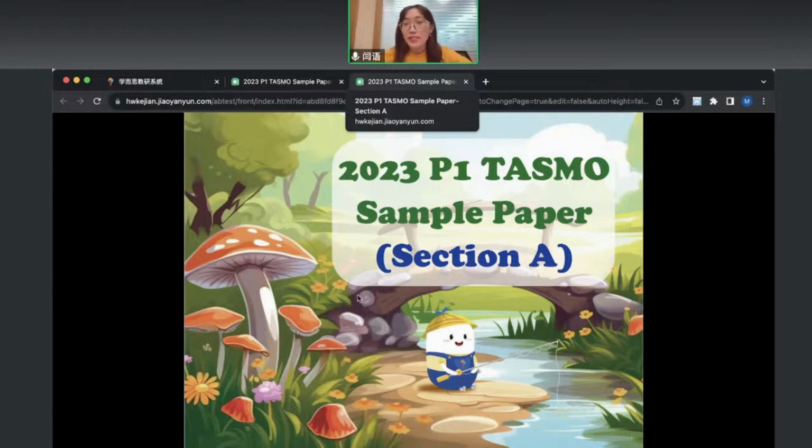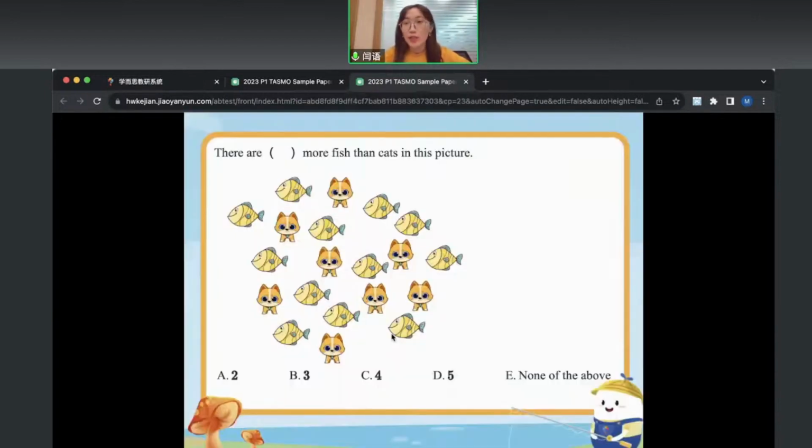Hello, everyone, today we will focus on Section A in the 2023 P1 TASMO Sample Paper. Okay, so let's have a look at the first question. How many more fish than cats in this picture? Let's have a look. When you read the question, please try to underline some keywords.